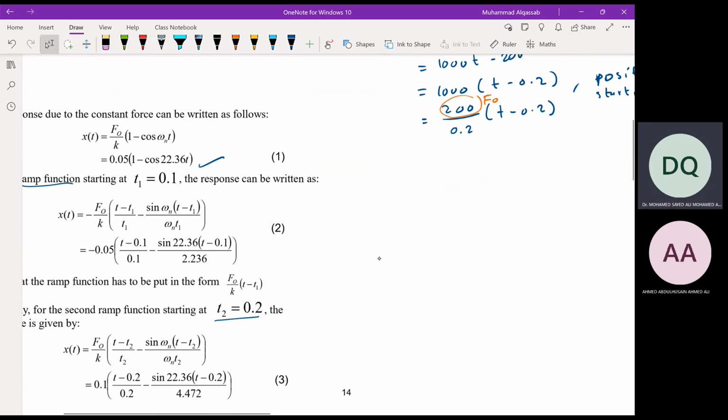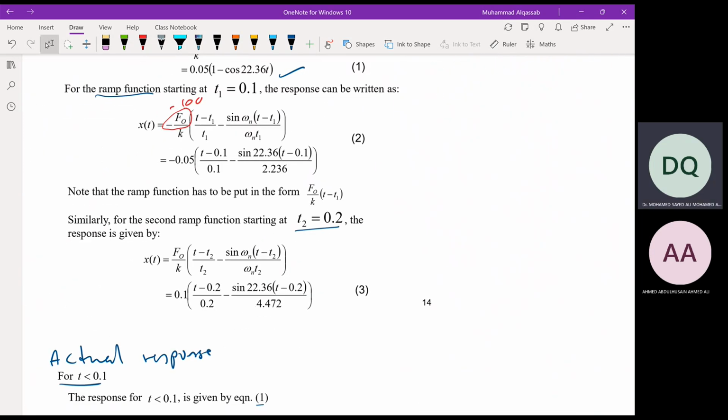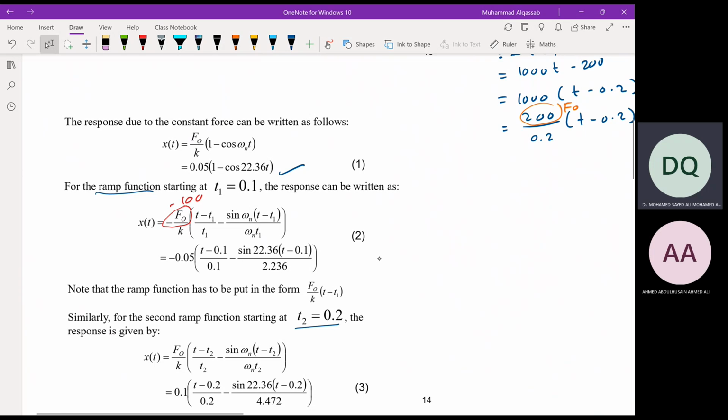So the whole thing is minus 100, with the minus. So minus 100 over 2000 is minus 0.05. And t minus t1 is 0.1 over 0.1 minus sine 22.36 (t minus 0.1) over 2.236. And for the F3, this is the response due to the constant, which is F1, and this is for the ramp, which is F2, and then we have for F3.